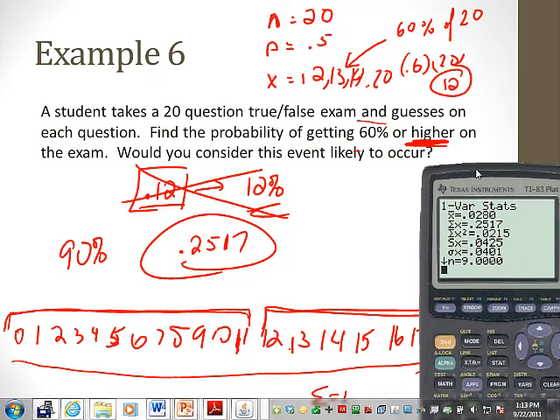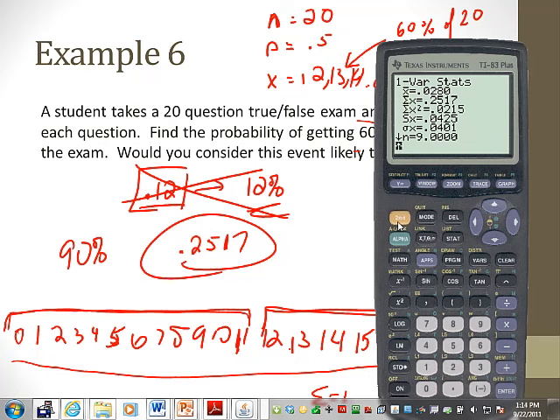I find that by going to distribution, binomial CDF, and then, oh, we're not back on 30, we're on 20. So 20, comma, 0.5, comma, we're wanting 11.